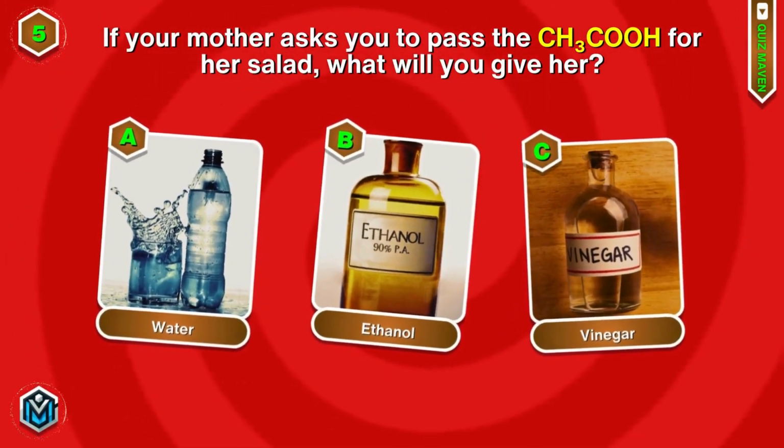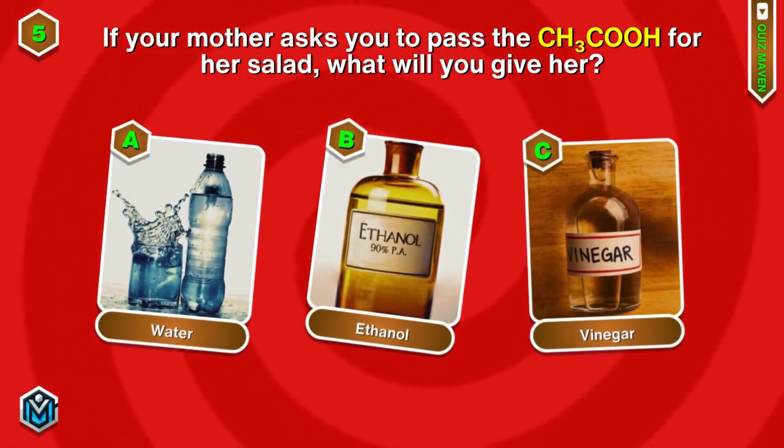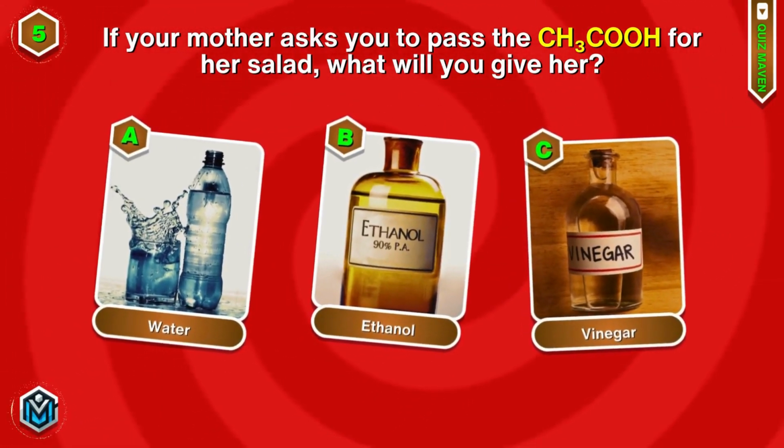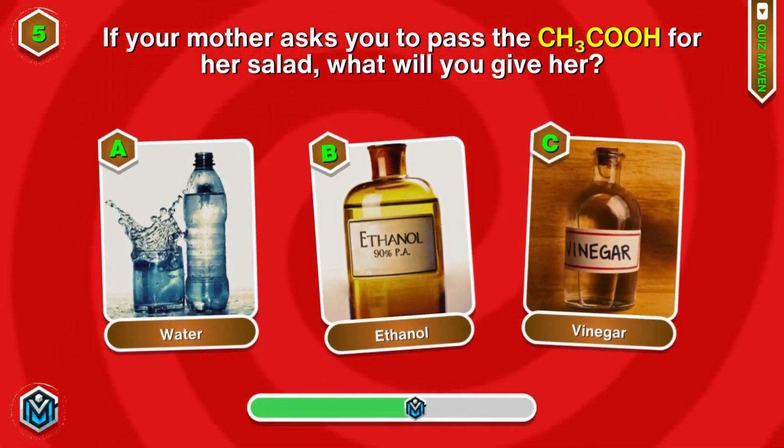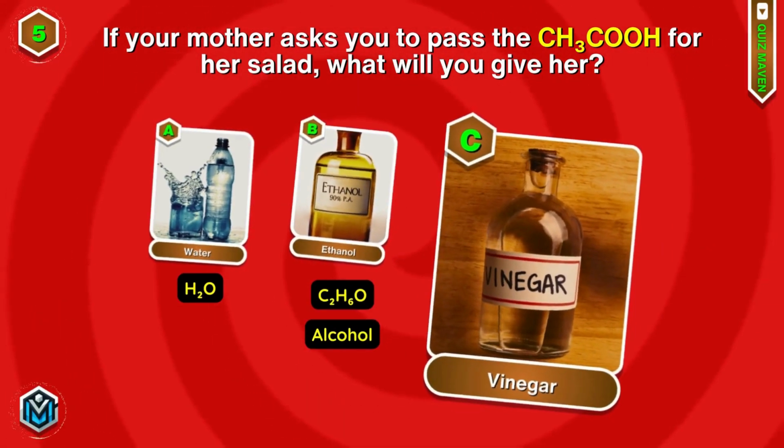If your mother asks you to pass the CH3COOH for her salad, what will you give her? Water, ethanol, or vinegar? Vinegar.